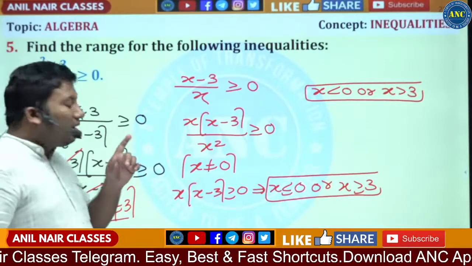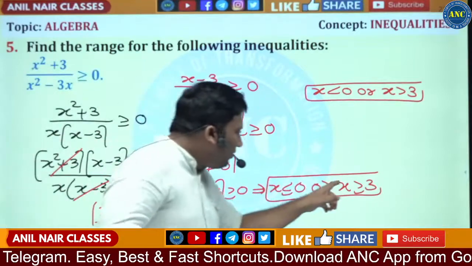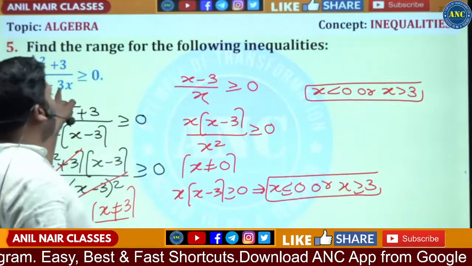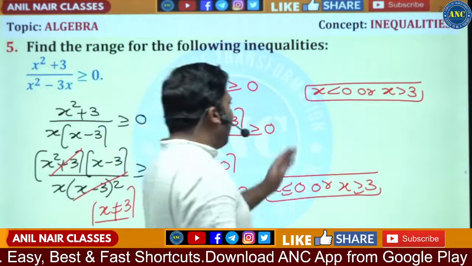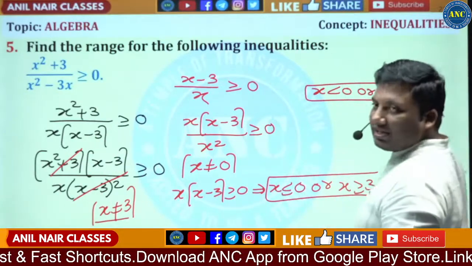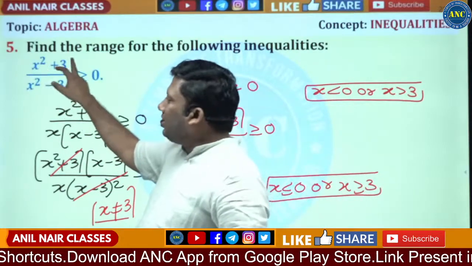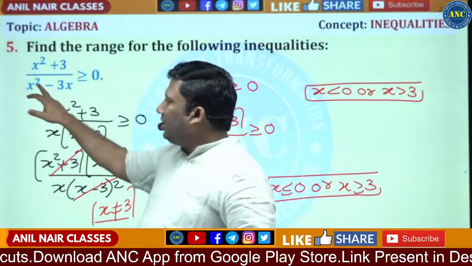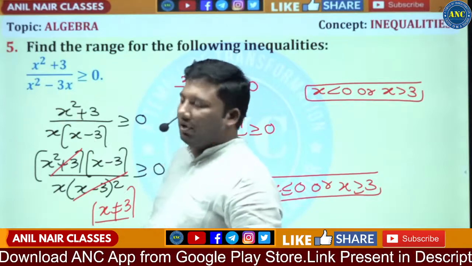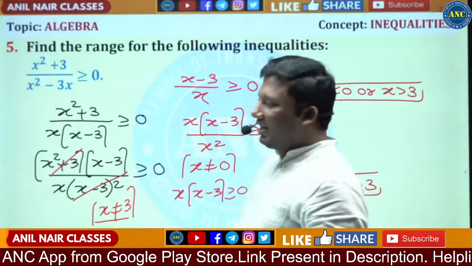Why x cannot be 0? 0 minus 0 is 0. Denominator cannot be 0. Why x cannot be 3? 9 minus 9 is 0. x less than 0 or x greater than 3. Let me take a value x equivalent to 4. 4 square is 16. 16 plus 3 is 19. 16 minus 12 is 4. 19 by 4 is 4.75 which is greater than 0.